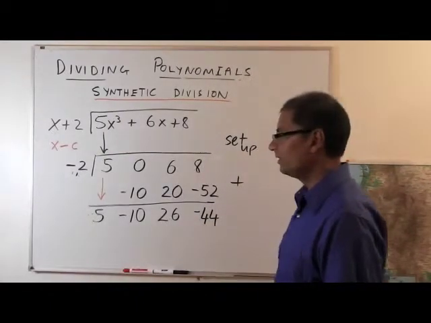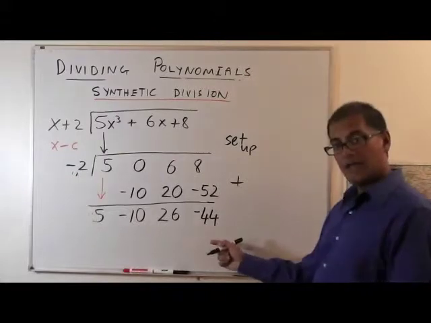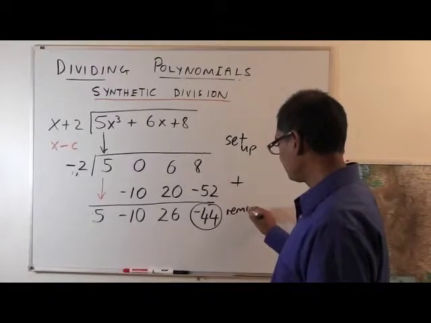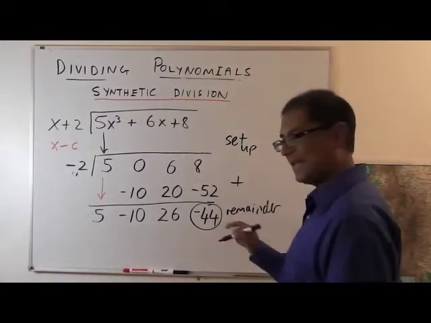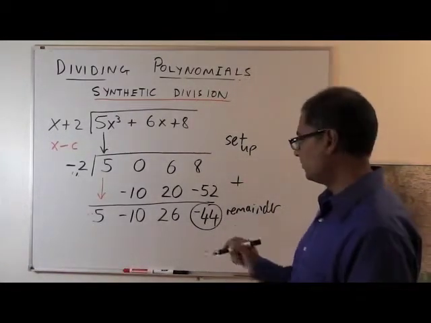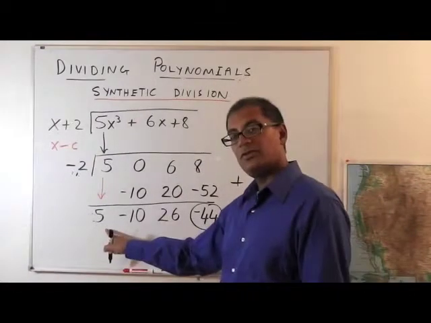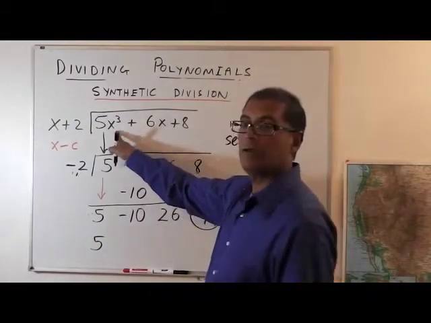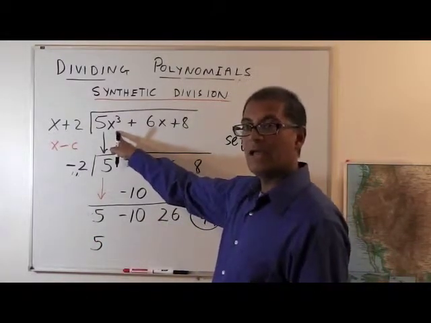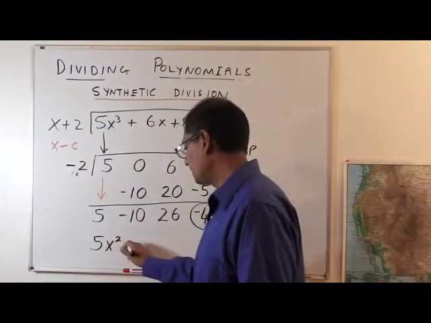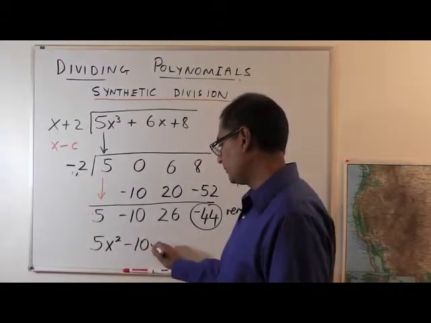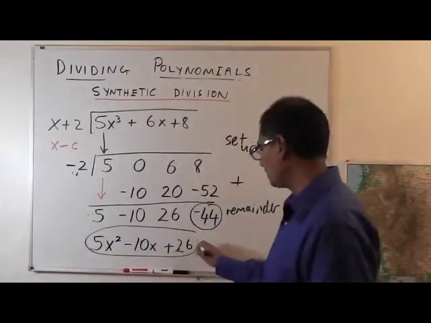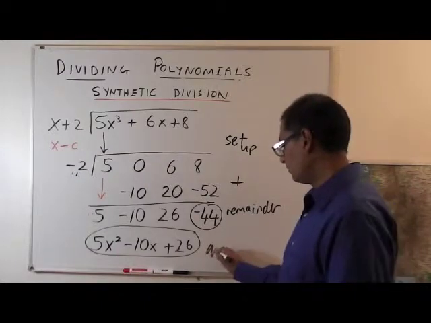And so we've done our synthetic division, and this is our answer. What does this translate as? Well, first thing, this last number is the remainder. So we have a remainder of negative 44. And this is the quotient. It reads as 5, 1 less power than what we had in our dividend, so it's going to be 5x squared minus 10x, we drop powers, plus 26. So 5x squared minus 10x plus 26 is the quotient.